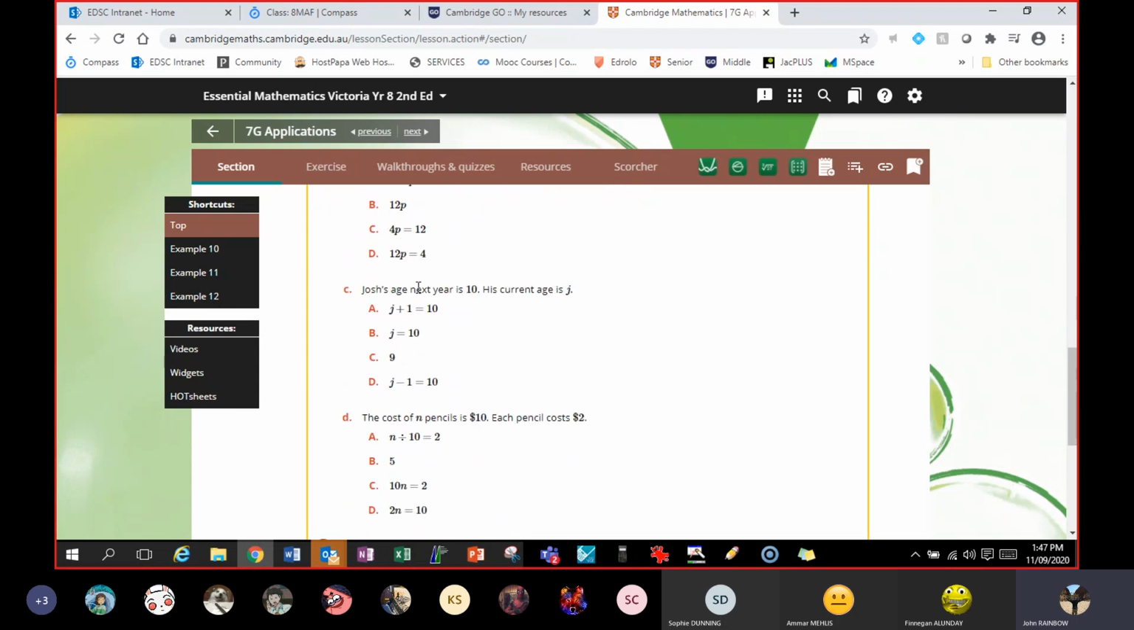Josh's age next year is 10. His current age is J. So it'd be J plus 1 equals 10, because his current age is J.